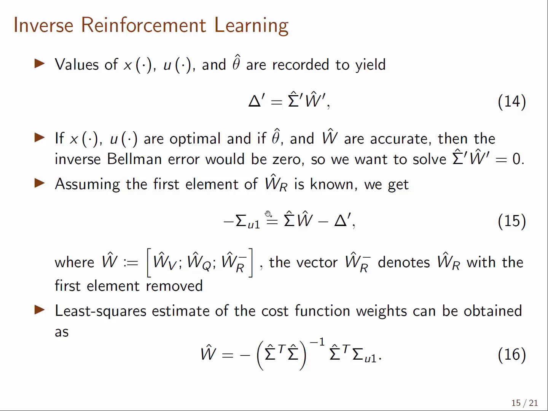Now that assumption is without loss of generality, because changing that first element would simply scale the cost function, and just scaling a cost function in an optimal control problem does not change the optimal solution. So without loss of generality, we assume the first element of w hat R is known, and then we separate out the terms corresponding to the first element of w hat R from equation 14 to get equation 15, which is basically sigma u1 equals sigma hat w hat minus delta prime.